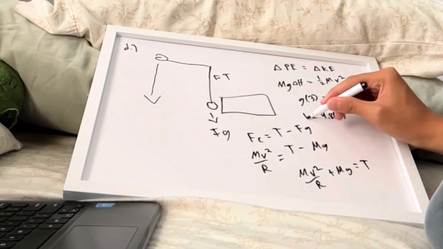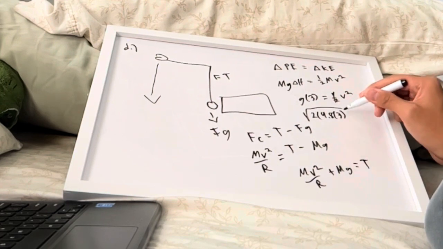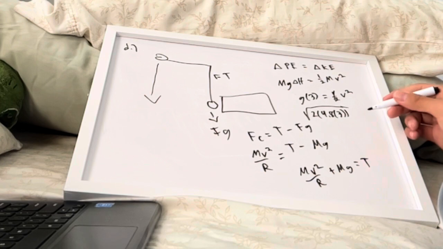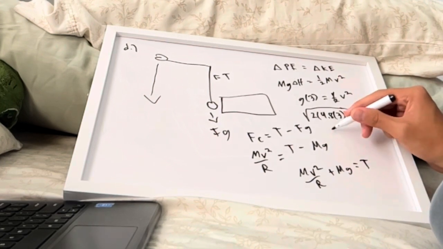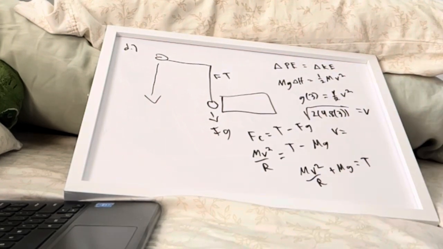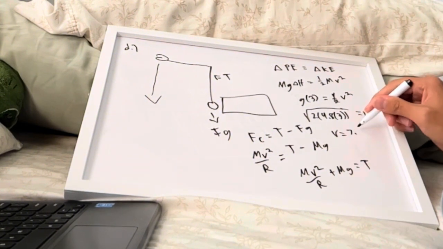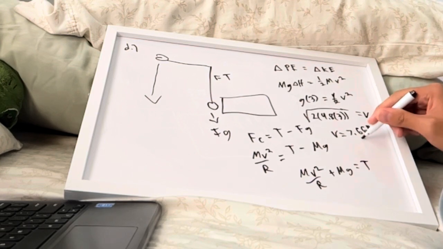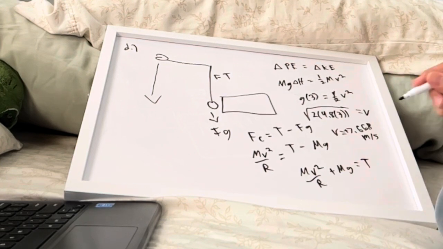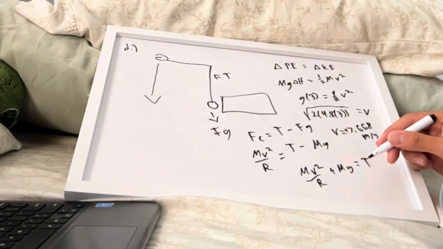Multiply 2 to the other side and take the square root of that all. So square root 2gl, familiar formula, is equal to v. So therefore v is equal to square root 2 times 9.8 times l, 7.668 meters per second, positive direction, doesn't really matter. It's just going to be intermediate in my calculation.